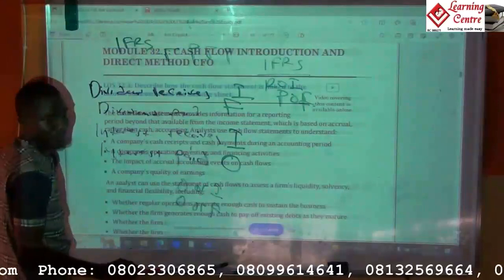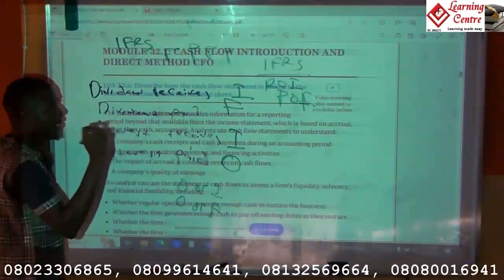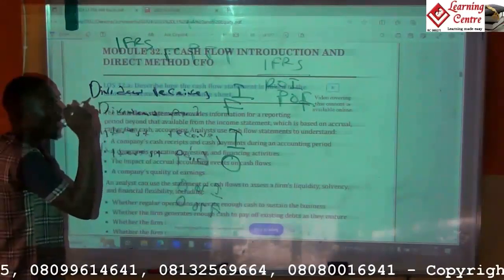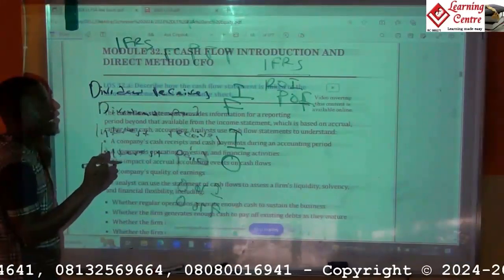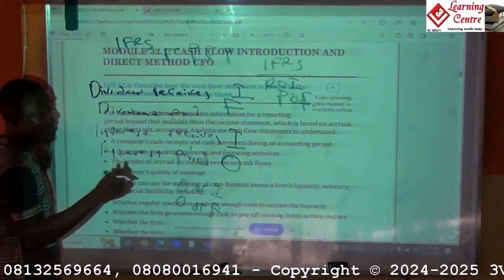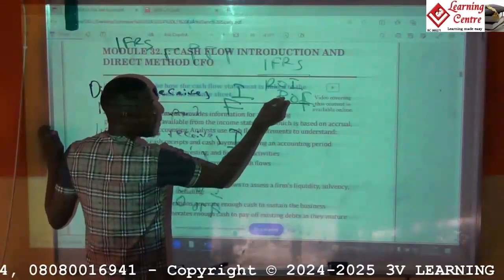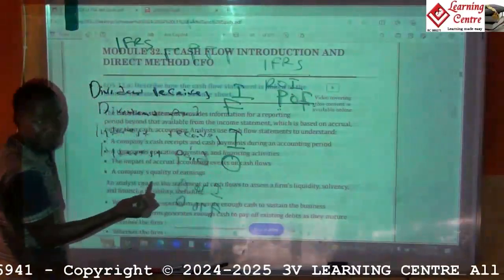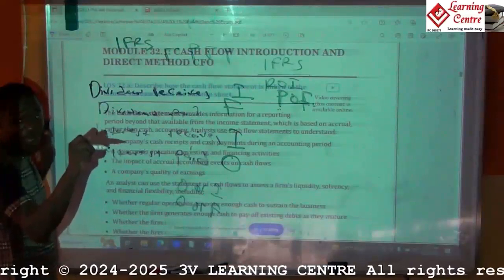Please let's take note. It's very important. IFRS, ROI or POF. Dividend received or interest received can either be operating or investing, while dividend paid or interest paid can either be operating or financing.